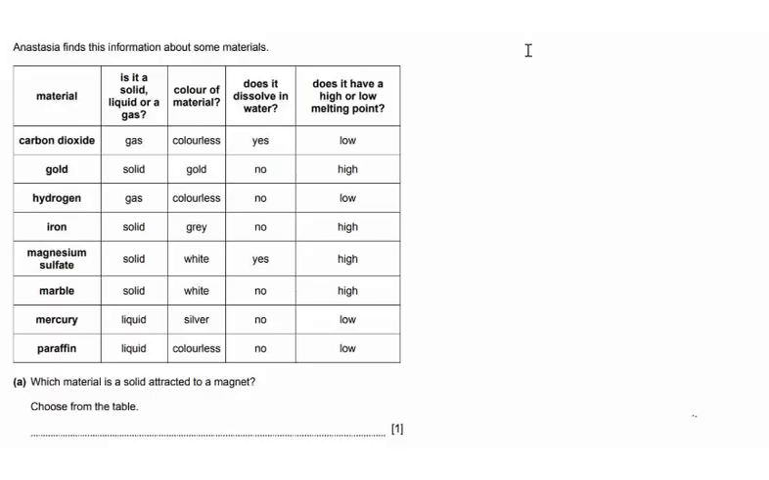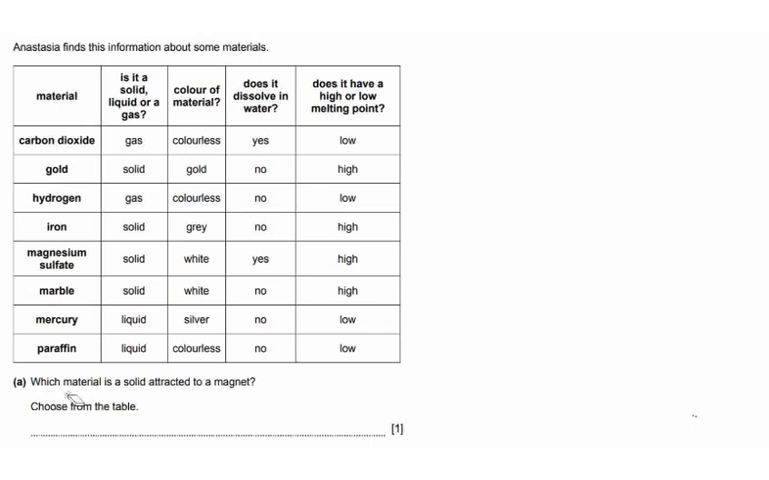Question 1. Anastasia finds this information about some materials: carbon dioxide, gold, hydrogen, iron, magnesium sulfate, marble, mercury, and paraffin. This is the title of the table. Is it a solid, liquid, or a gas? Color of material. Does it dissolve in water? Does it have a high or low melting point?